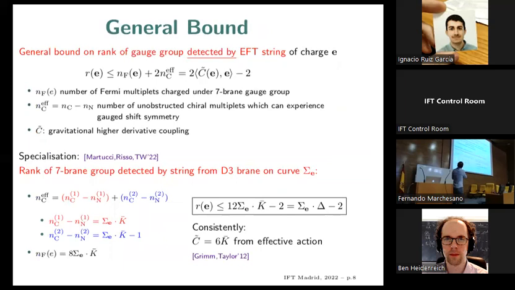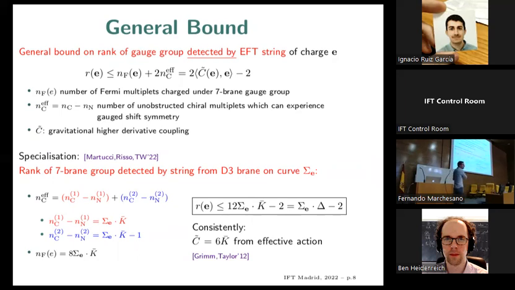Namely, the claim is that the rank of the gauge group of a certain seven brane, which interacts with one of these strings, is bounded as follows. It's bounded by the number of charged Fermi multiplets plus two times the number of unobstructed moduli. So the Fermi multiplets here, these are the 3-7 strings that are charged. They actually carry charge. And C minus and N, these are the effective moduli and twisted Wilson line moduli that can appear. And these two sum up to precisely this number which Luca showed before. These happen to precisely agree with a certain overlap that is sensitive to the higher derivative couplings of the bulk.